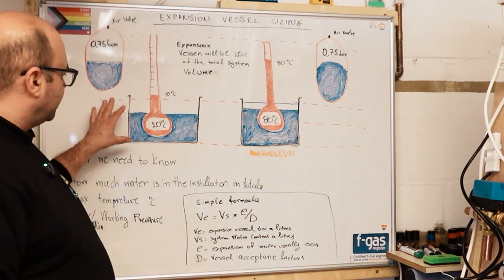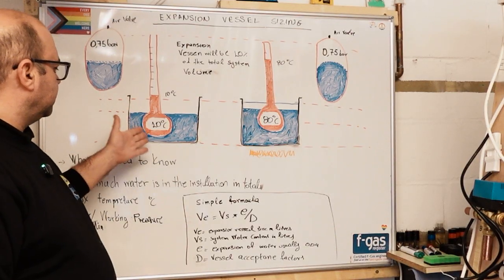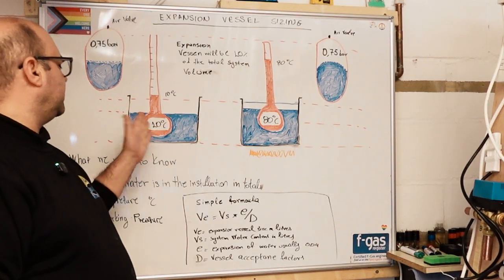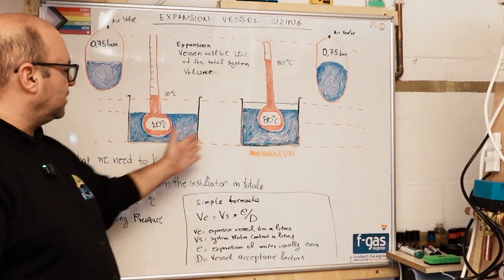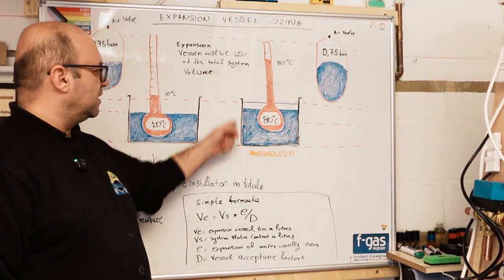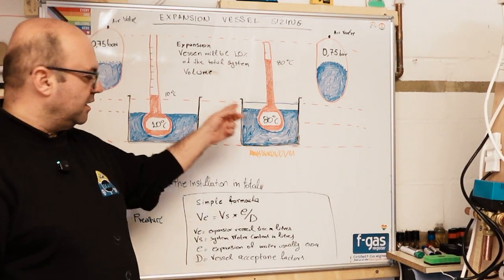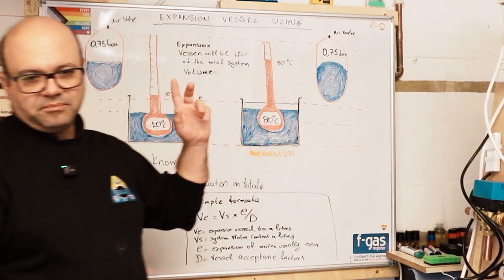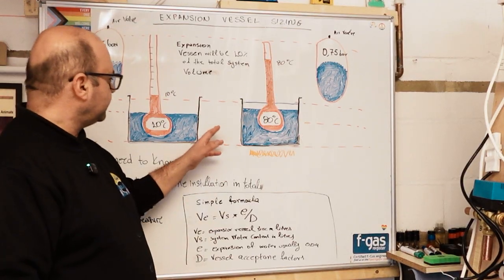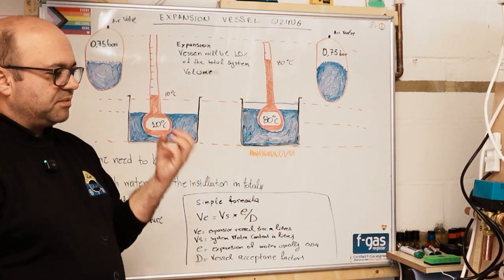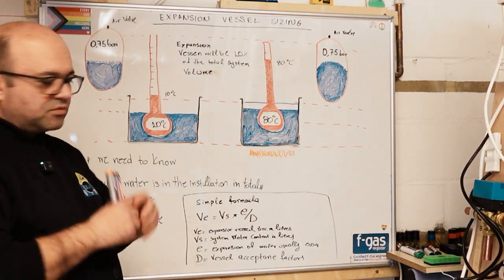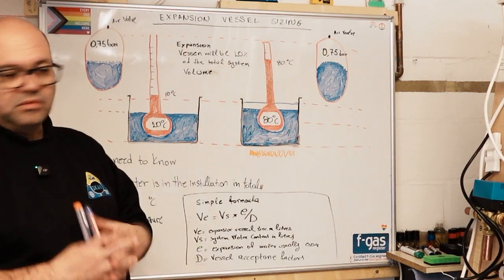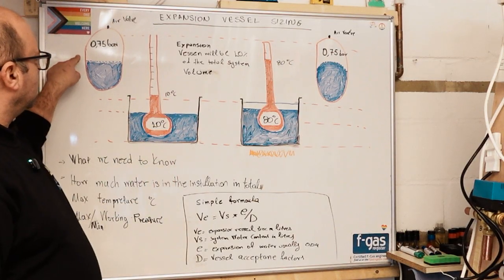If we have, for example, water in a kettle like this one, and we change the temperature from 10 to 80 degrees Celsius, then the water expands. The expansion normally is 0.04 per 100 liters. Because we have a sealed system, this expansion somewhere has to go. And here's the expansion vessel.